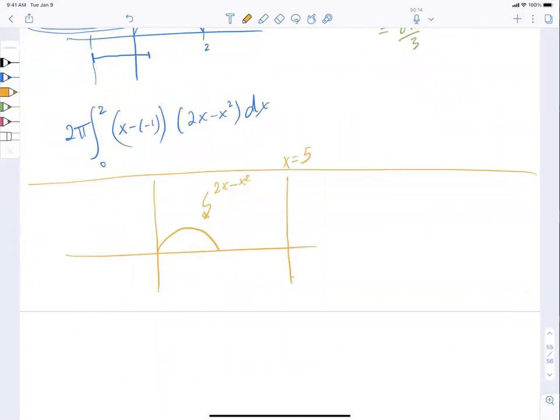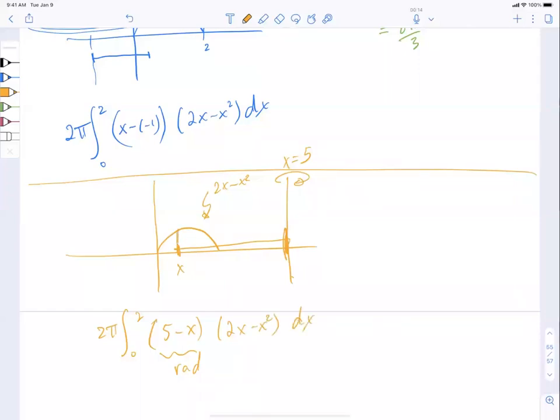Your bound doesn't change. Again, you get the same bound of 0 to 2, because that's where the function is. 2 pi doesn't go away. Your radius now is going to be 5 minus x. That's your radius. Your height is still going to be 2x minus x squared. Again, x is the variable you go through from 0 all the way to 2. Those are the x values.